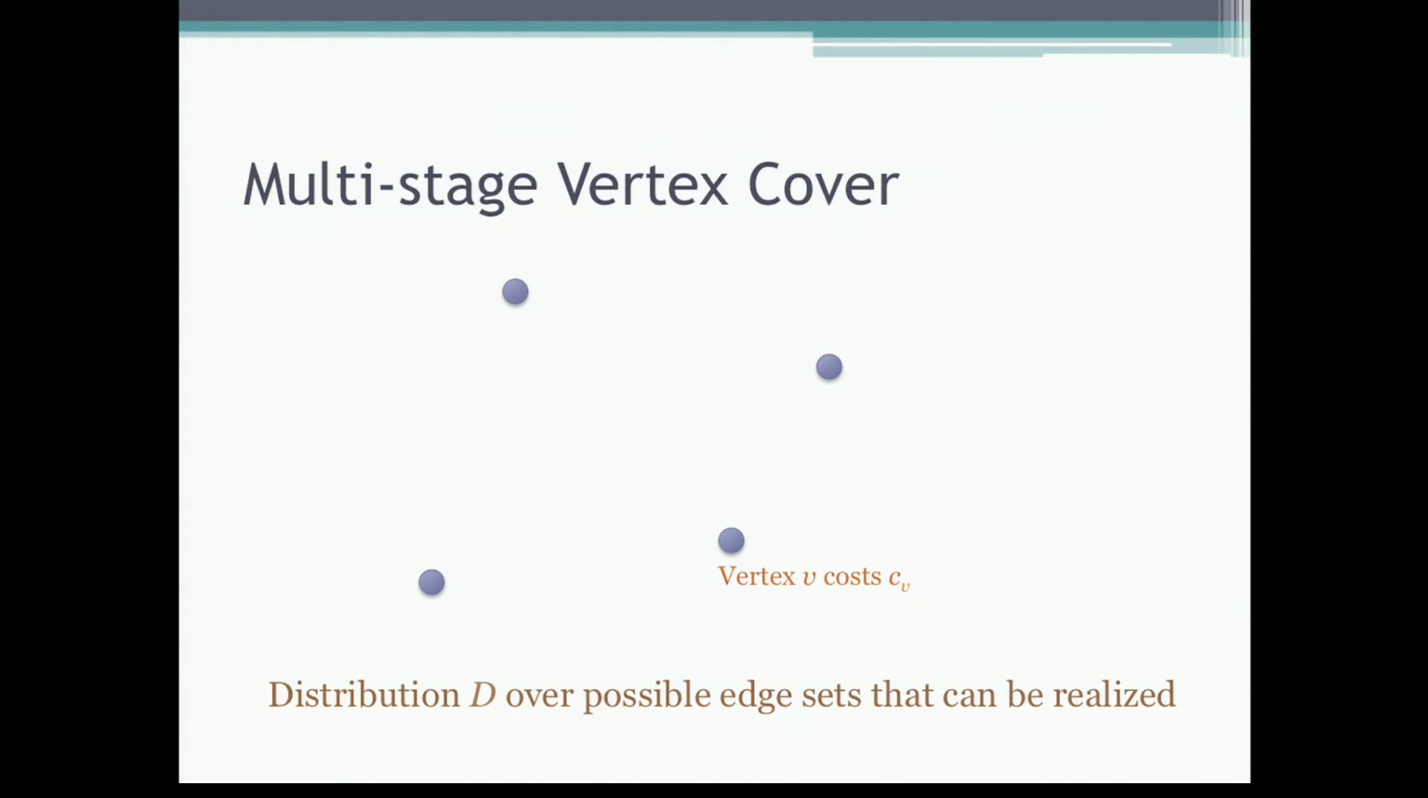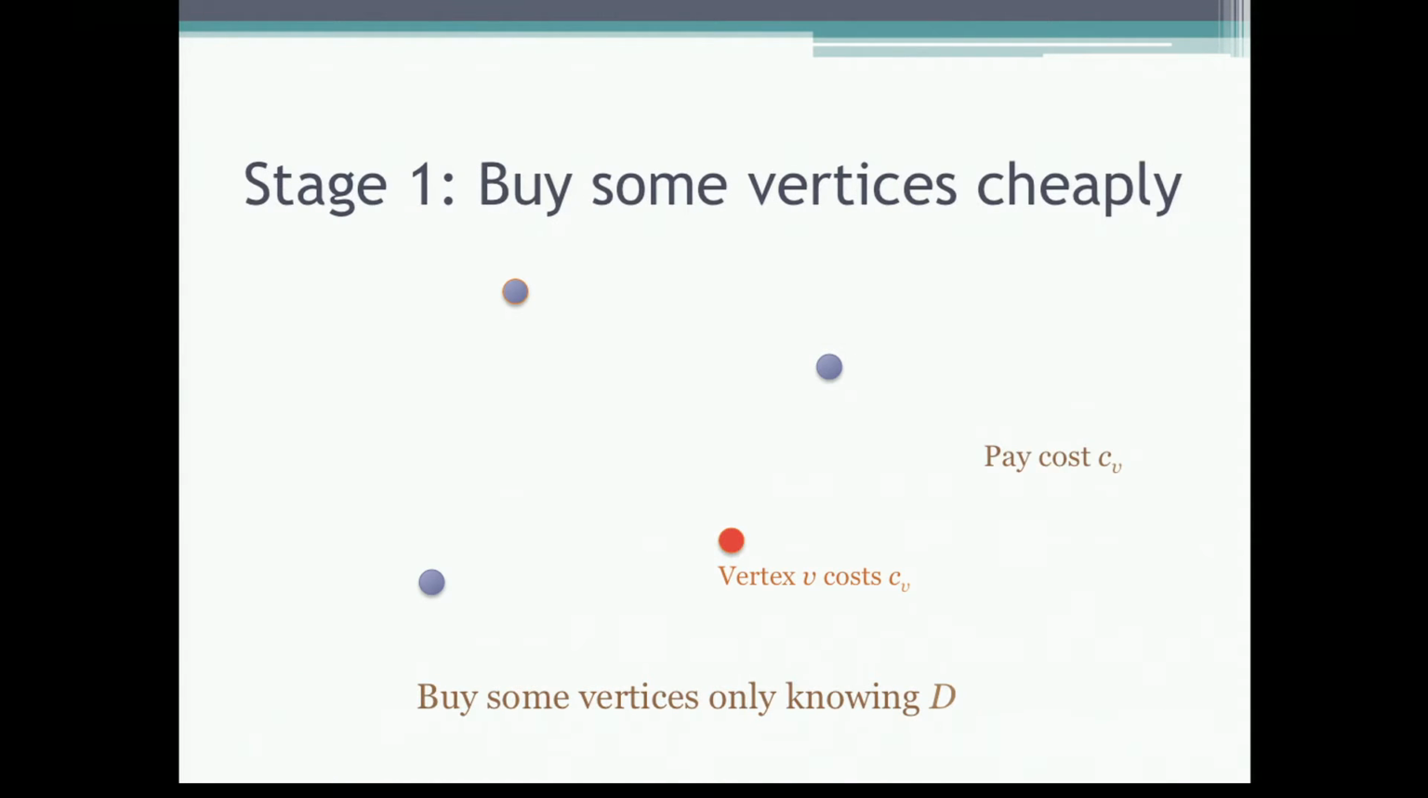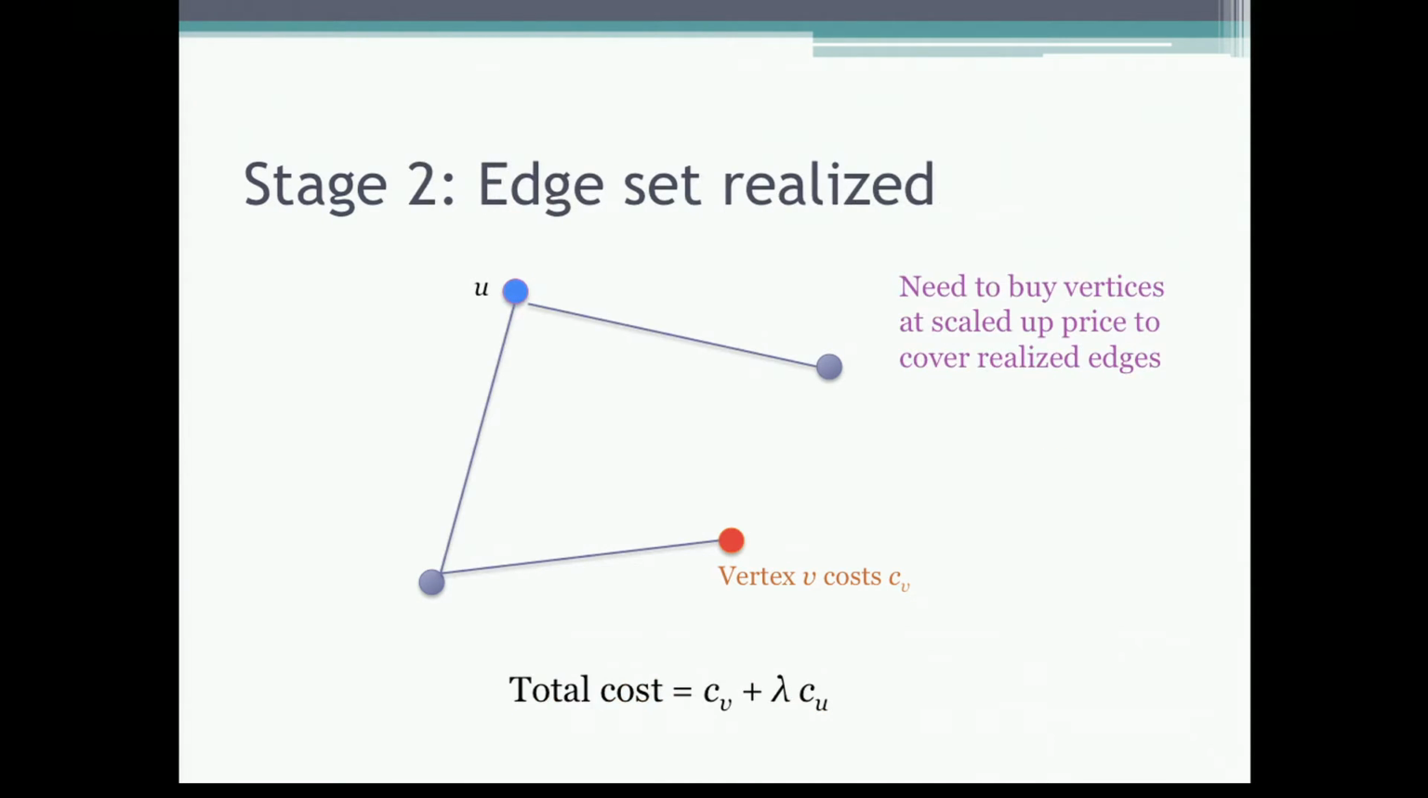But these edges will get realized only later, right? And when they get realized, these vertices will actually become more expensive to buy. So what a decision policy has to do is buy some vertices upfront, knowing only the distribution. Without knowing exactly what edges are going to come, it has to buy some vertices, and it pays those costs. And then it sees what edges got realized.